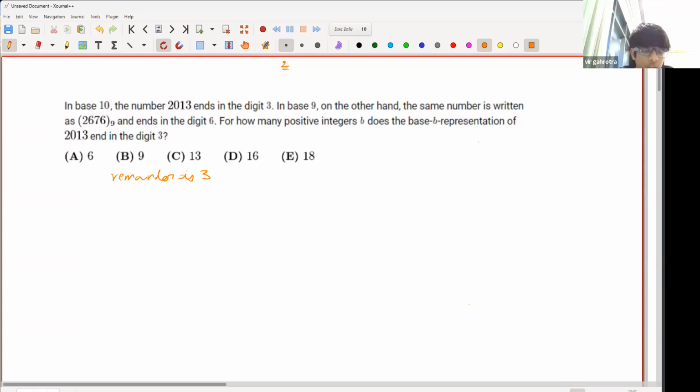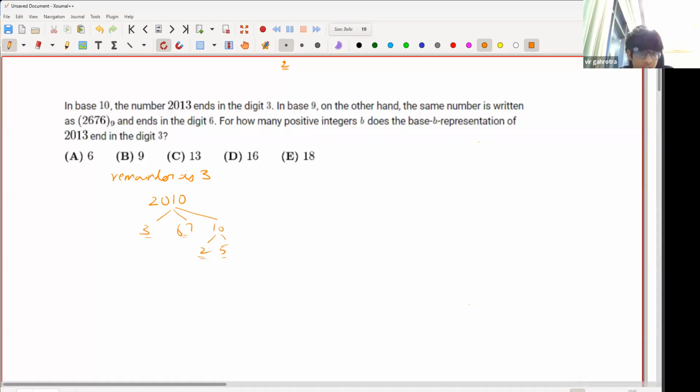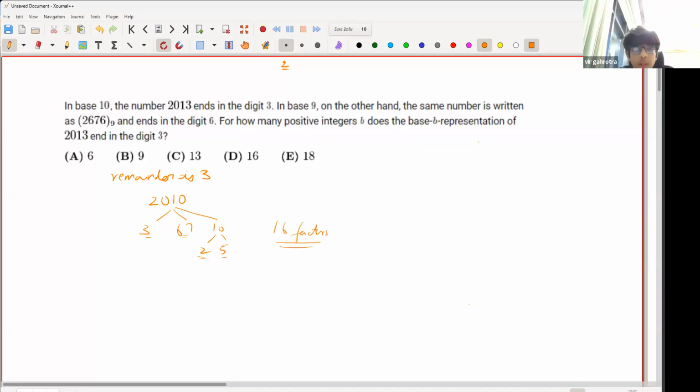Yeah. So now the factors of 2010 are 2, 3, 5, and 67. Basically we start with the prime factorization of 2010. Yes, exactly. And then we can conclude that there are 16 factors, because (1 plus 1) times (1 plus 1) times (1 plus 1) times (1 plus 1) gives 16. And because B cannot be equal to 1, 2, or 3, the answer must be 16 minus 3, which is 13.